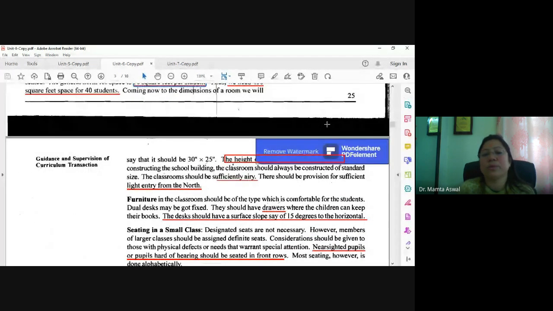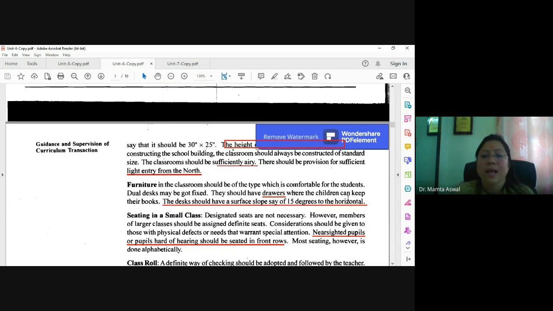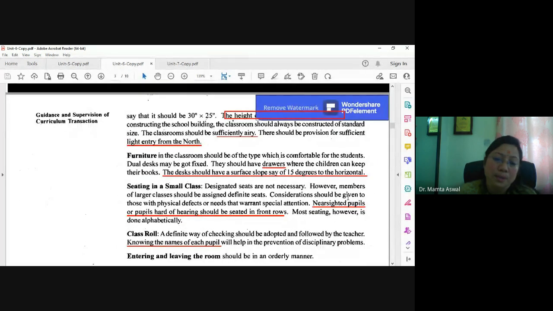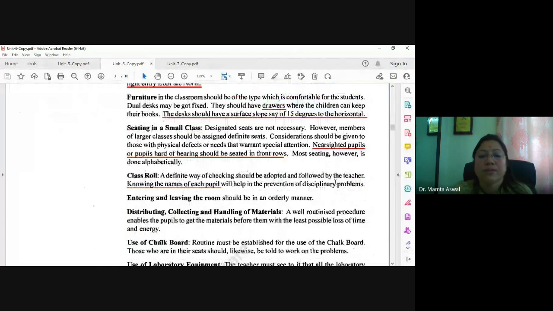The height of the room should be good. The room should be airy. There should be lots of windows inside the room, and light must come from the northern side inside the classroom. The furniture should be comfortable for the students. There must be drawers there so that the children can put their bags, their pencil box, and other material inside the drawer, etc. And if the desks are on a slope, then 50 degrees to the horizontal must be taken care of. Now, in class rolls, the teacher must know the names of each pupil, so that the children feel a relation with the teacher.